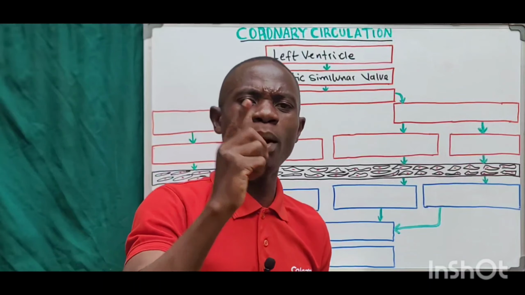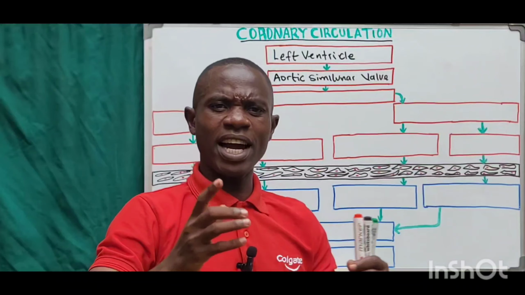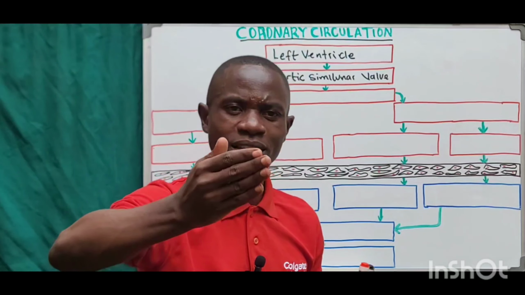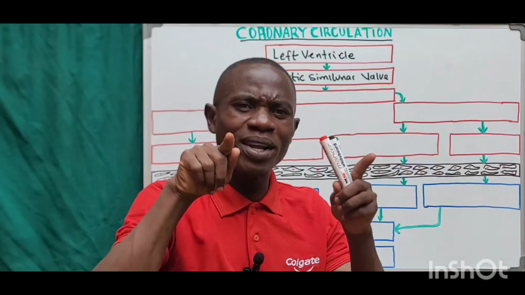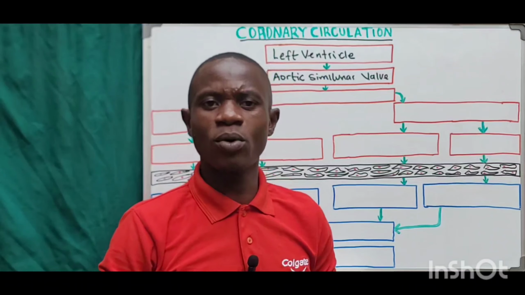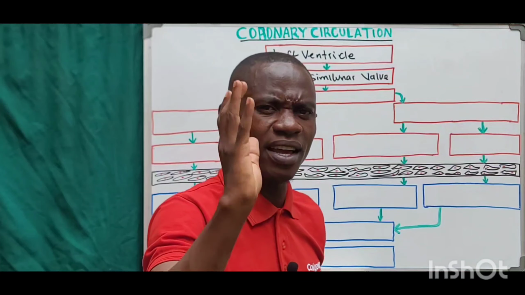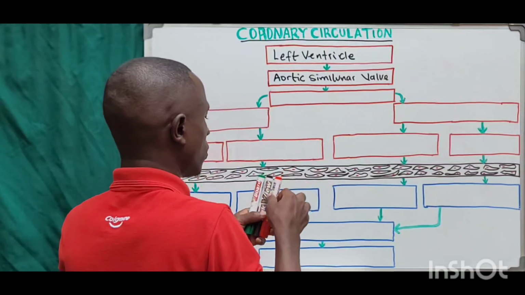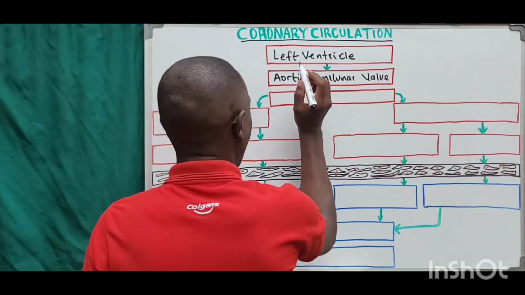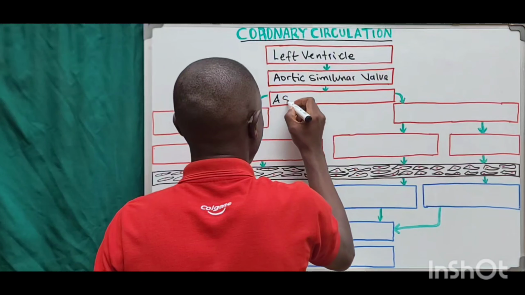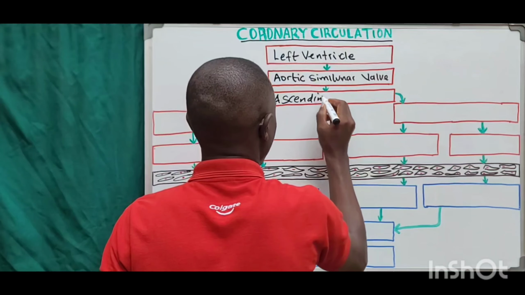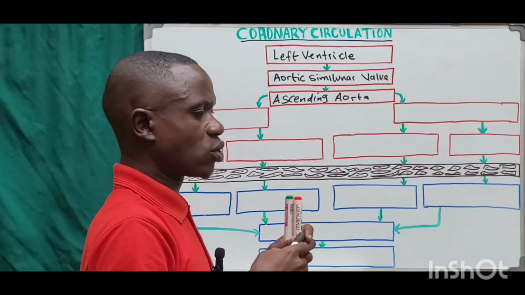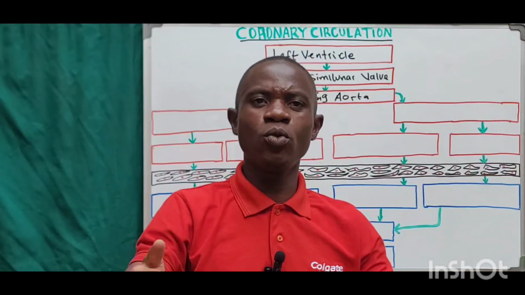But something very beautiful is that the aorta is divided into three portions. We have the ascending aorta, the aortic arch, and then the descending aorta. Our coronary arteries are going to be part of the ascending aorta. That is something very beautiful. So from the aortic semilunar valve, this blood will now enter the ascending aorta.